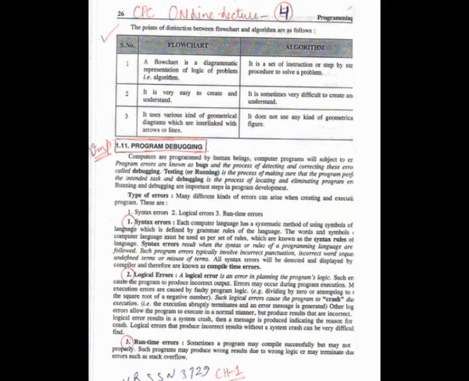So this was a lecture about the differences between flowchart and algorithm, which we have covered in detail, and program debugging, and the types of bugs, meaning the types of errors.